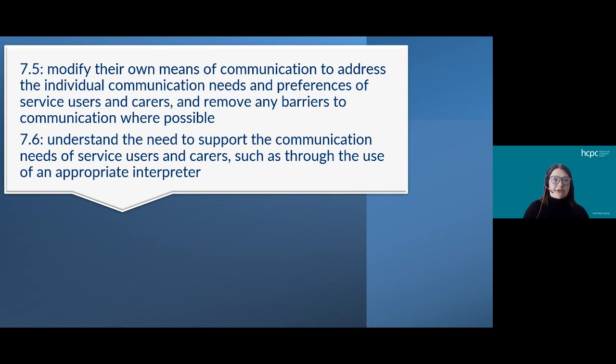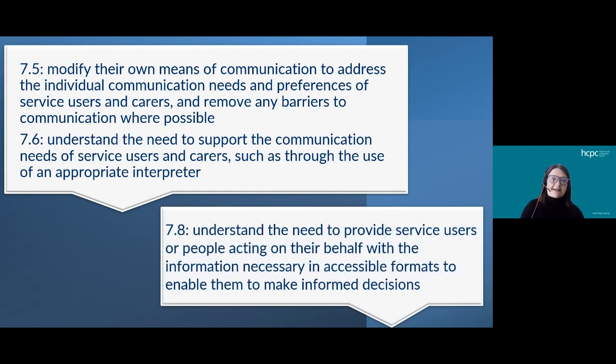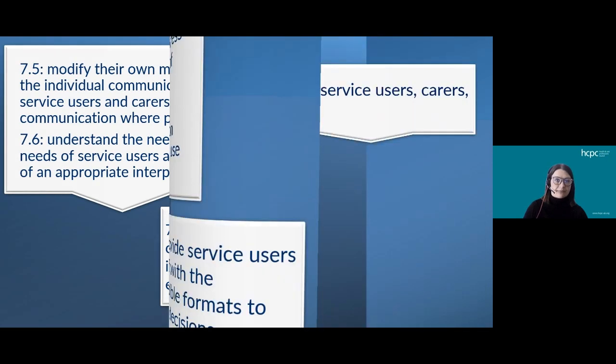Standard 7.6 also sees an improvement, if you like, in the way that we support the needs of service users and carers, especially when we may have to use interpreters. And Standard 7.8 has some strengthened statements around how we provide that information to service users to allow them to make informed decisions in an accessible way.